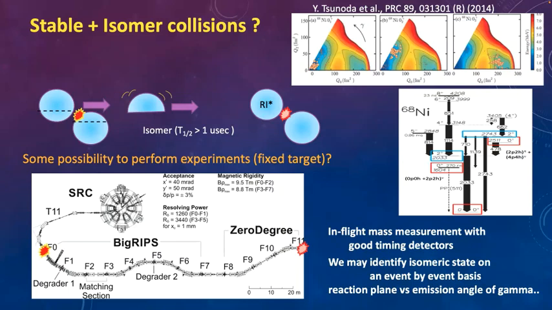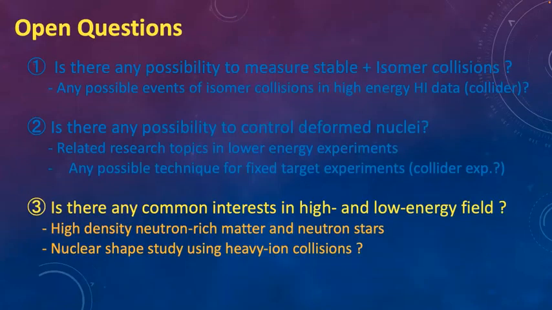And using this reaction frame, this balance of information here, and a combination of this time of flight for isomer or ground state, in principle, if it's possible, we can see quite different emission patterns in the heavy ion collision downstream. This is some idea for application of this high energy reaction frame technique to low energy heavy ion collision.